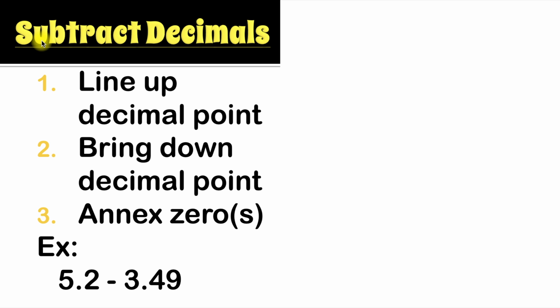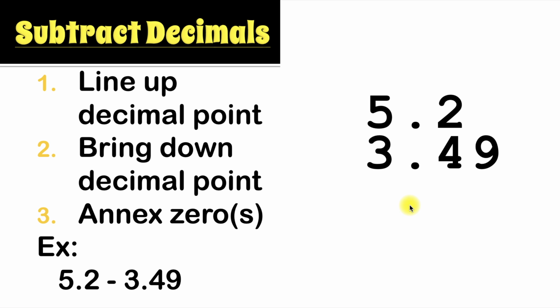So let's begin with step number 1, which is to line up the decimal point. So let's start by writing our first number, 5.2. Next, we'll write in the next number, 3.49. But we need to make sure that we write it so that the decimal point in 3.49 is right under the decimal point in 5.2. So it'll look like this.